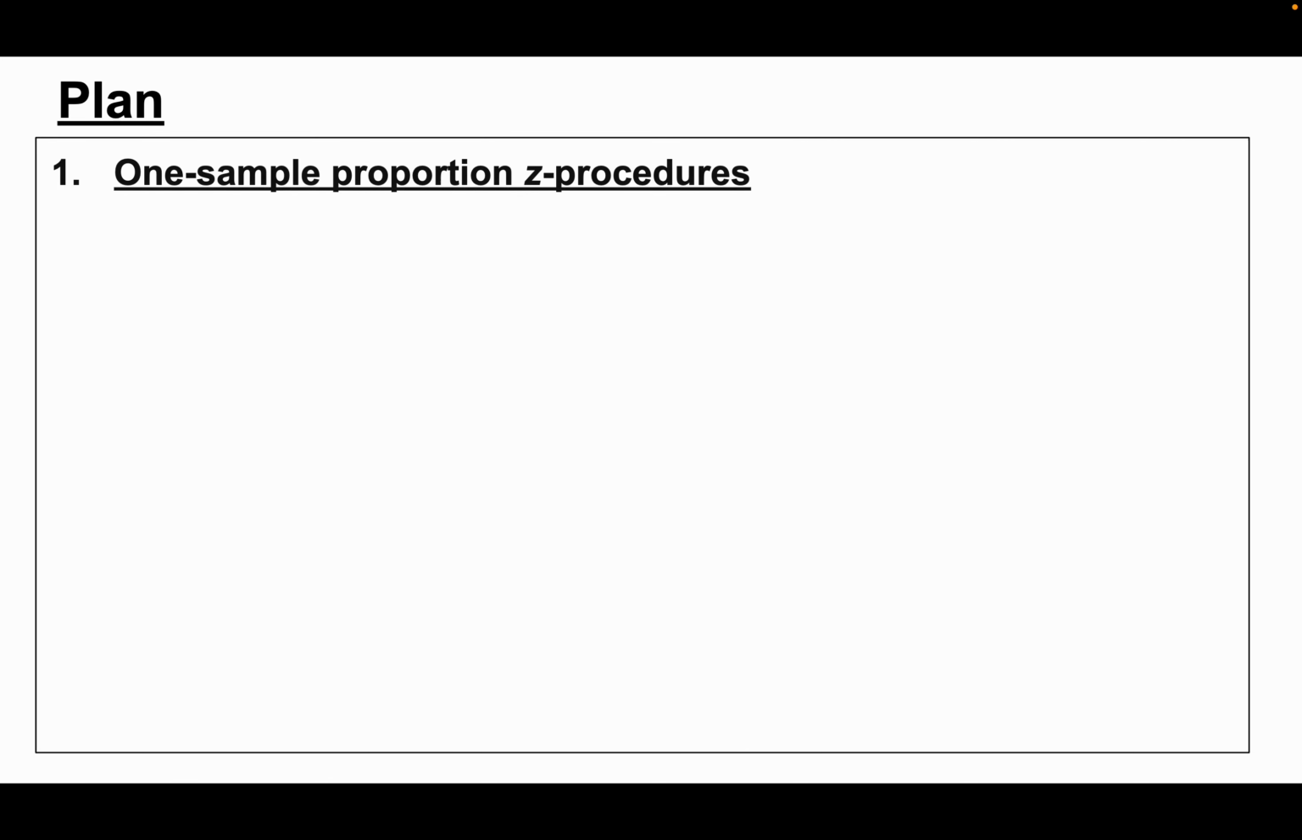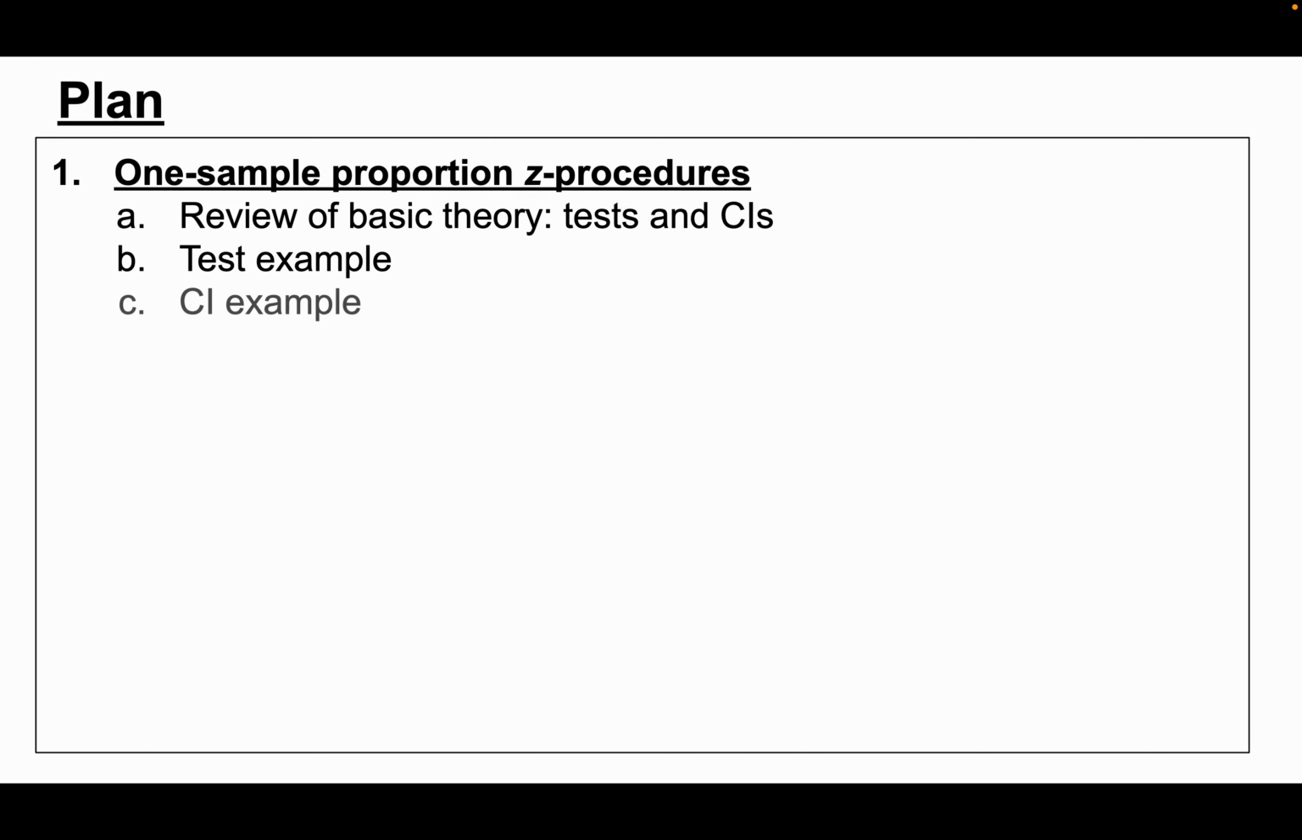In this lecture, I want to discuss the theory for one sample proportion procedures, and we'll actually see a return of the z-distribution here, which is really interesting. We'll do a review of the basic theory first. We'll start with tests and confidence intervals. We'll go over a test example, then a confidence interval example, and discuss some odds and ends.